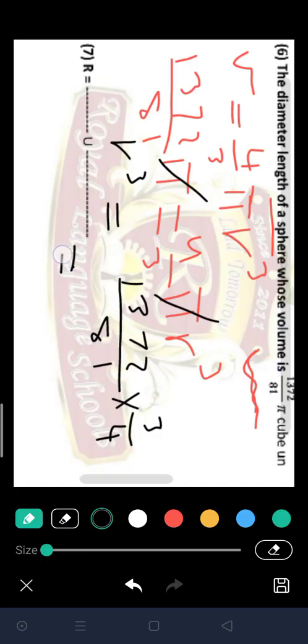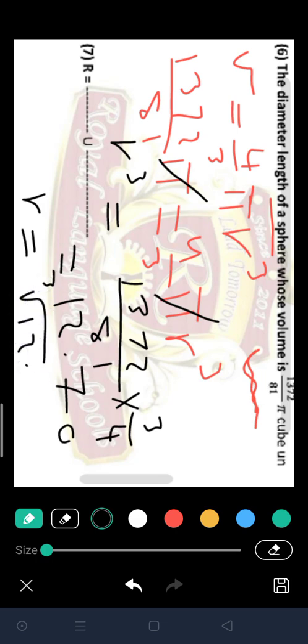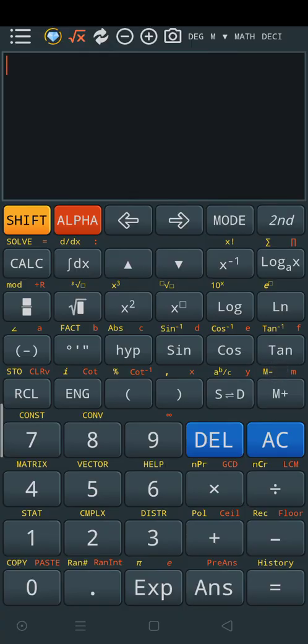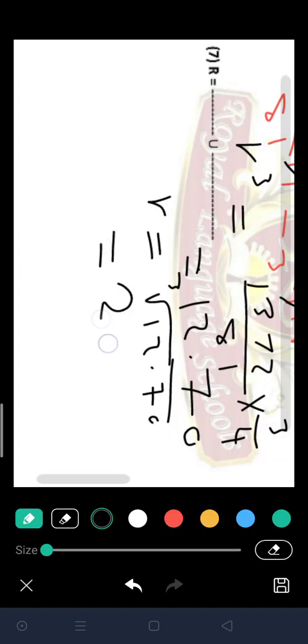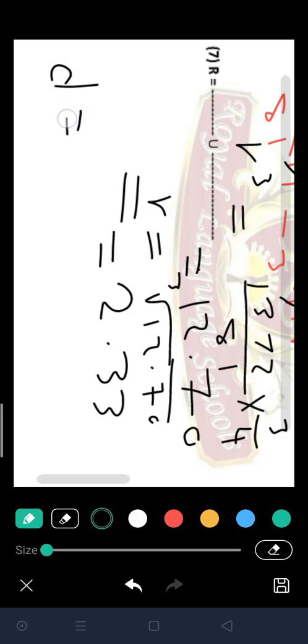So r power 3 equals 12.70. But we need r only, not power 3, so r equals the cubic root of 12.70, which equals 2.33. Okay, r equals 2.33, but this is the radius length and we need the diameter. We know the diameter equals double the radius length, 2r. So the result finally is 2.33 times 2.